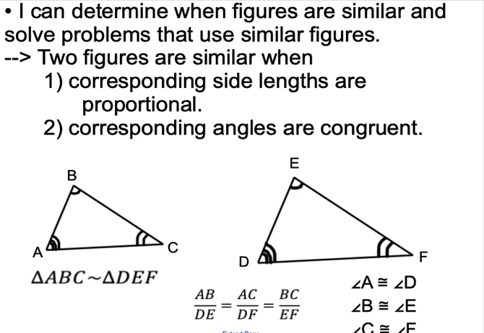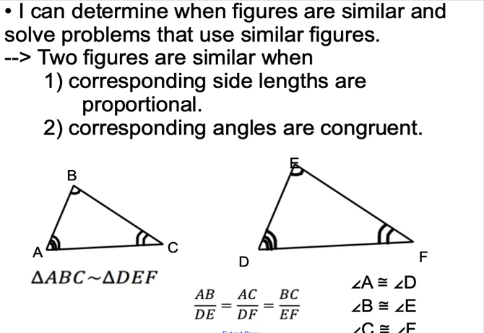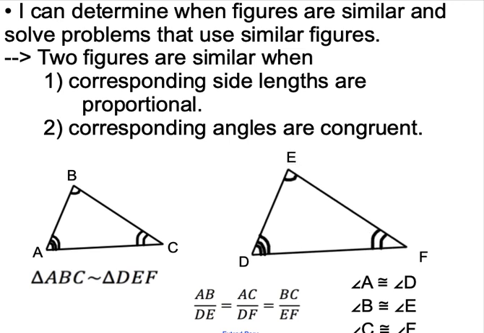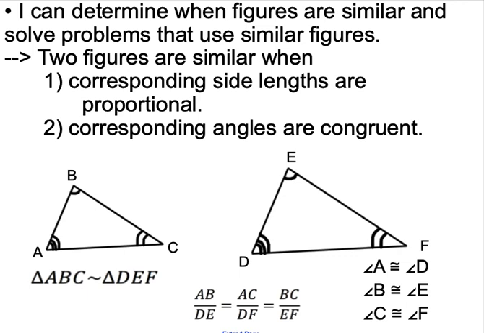Two figures are similar when corresponding side lengths are proportional and two corresponding angles are congruent. So from the pictures here, let me move this up so it all fits on one page. You can see triangle ABC and triangle DEF are similar. They're different sizes. They don't have to be different sizes, but they can be. The similarity statement is ABC is similar to DEF.